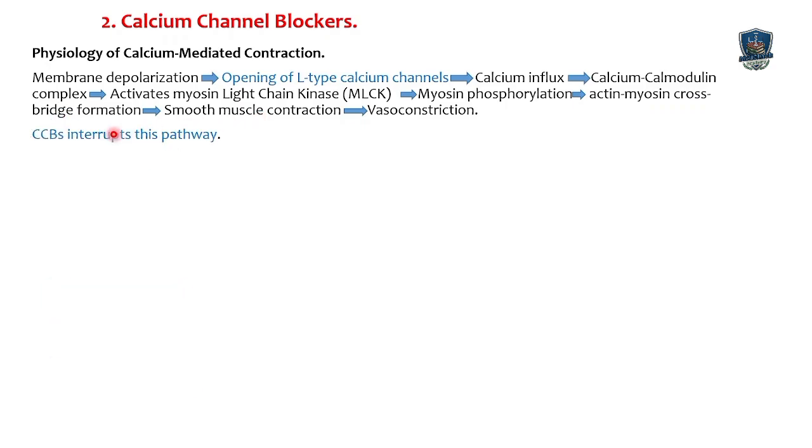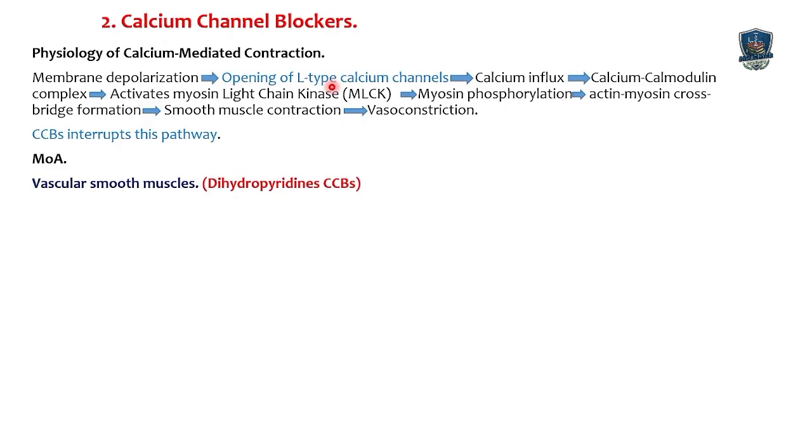So calcium channel blockers, they interrupt this pathway. You can see here where I'm pointing with my red pen. So our CCBs, they act here, they close these channels, they block and interrupt this channel here, and that's how they work. So that's the mechanism of action.